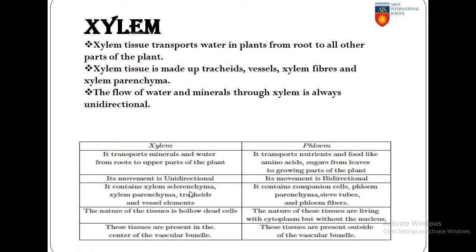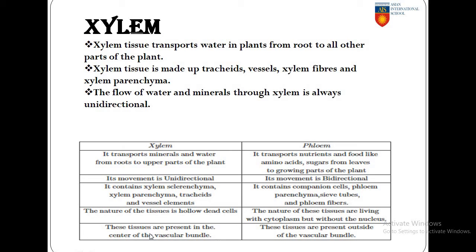Xylem contains xylem parenchyma, tracheids and vessel elements. The sclerenchyma fibers are dead, we know that. Phloem consists of companion cells, phloem parenchyma, sieve tubes and phloem fibers. Now, the nature of xylem tissue is hollow dead cells. But the phloem tissues are living. They are living with cytoplasm but lack a nucleus.